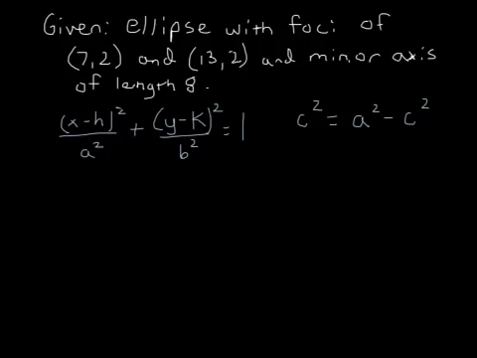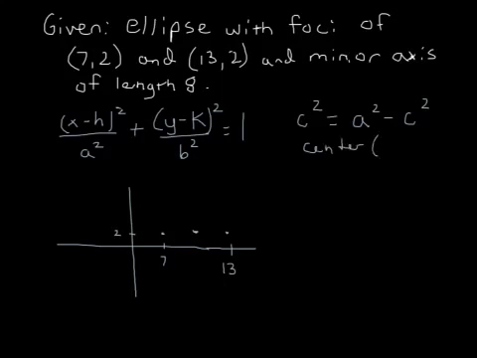With that in mind, let's get a quick sketch just to get a feel for where we're going. So here's our (7, 2). And we have (13, 2). So I'm just going to come down here and we're going to make that (13, 2). Those are our foci. And from there, I can find the halfway point to find my center. So halfway between 7 and 13, if I average those, is 10. That tells me that my center is (10, 2).